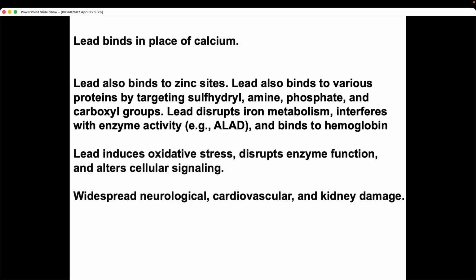And then it also binds to a variety of other protein groups and interferes in so many different ways. But that initial molecular event looks like important minerals used in the body. If it binds in place of them, they don't function properly. And so there are widespread problems, because those minerals are used in so many proteins in so many different locations.